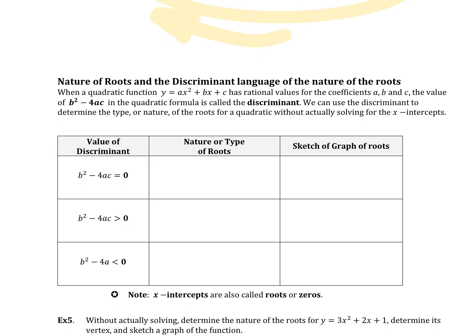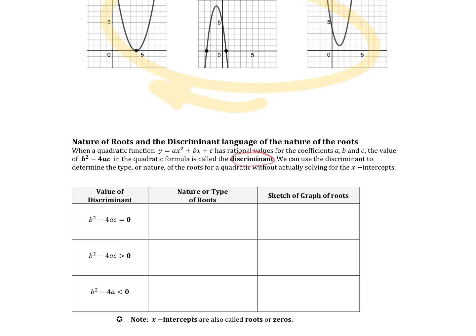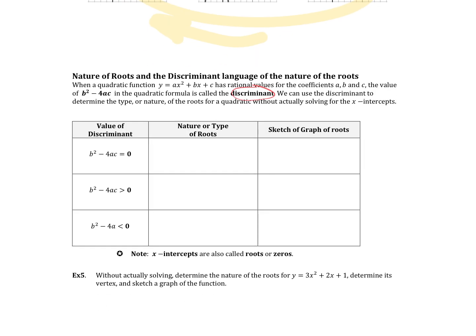This is where things get a little more interesting. And maybe this is something that you have kind of lost from last year: that you can determine how many roots or how many x-intercepts there might be based on the nature of the discriminant. So the discriminant is that part of the, oh gosh, where was it? It's that part of the quadratic formula that's under the square root, in that great big thing.